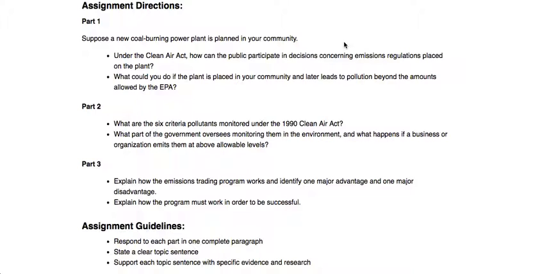And then part 3: explain how emissions trading works and identify an advantage and a disadvantage. For this, talk about the process of cap and trade, how credits can be used, an advantage and a disadvantage of those, and explain how the program must work in order to be successful. Again, this is information that you can certainly find in your lesson as you go through it.